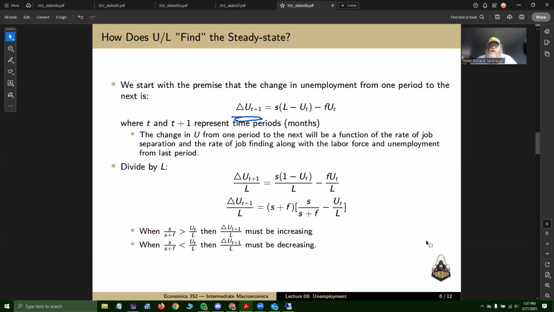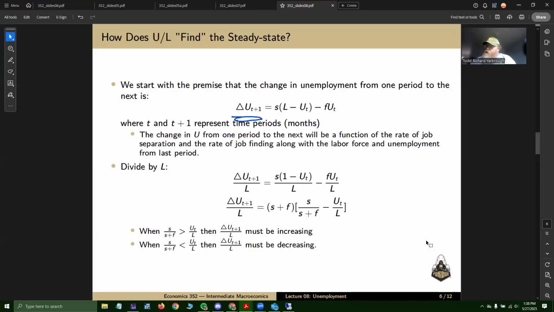That ends up equaling a fairly straightforward equation where you have L minus U, right? Labor force minus unemployment times job separation rate, right? So L minus U is the number of employed. So what of those are being separated from their jobs, minus then the number of unemployed times the job finding rate, right? So this is just what is job gain relative to job loss, and therefore net job gain?